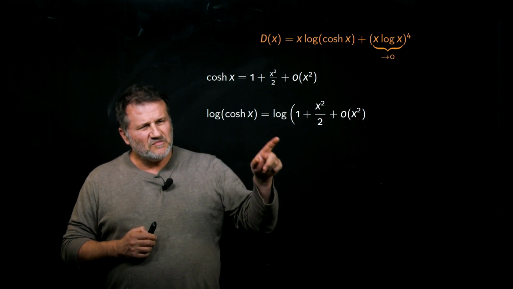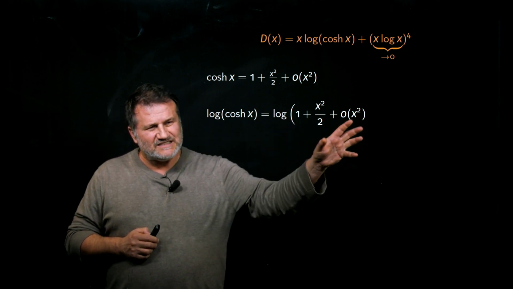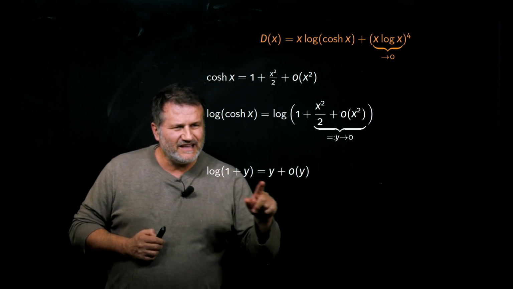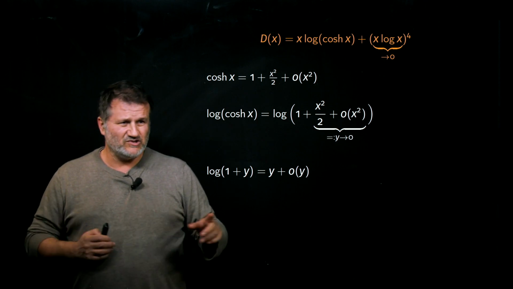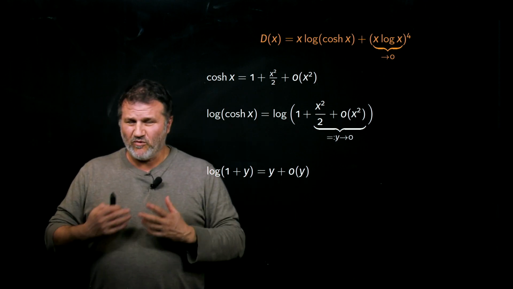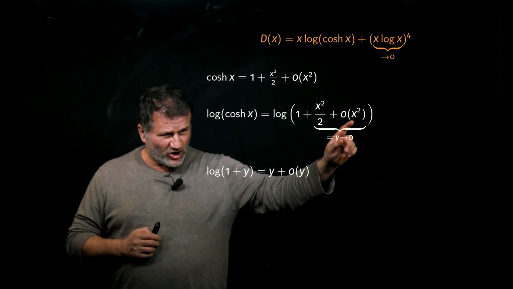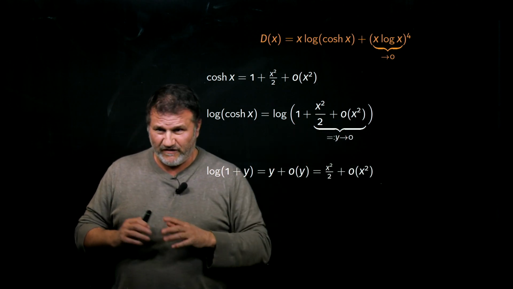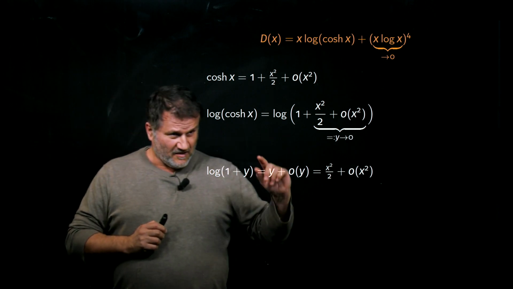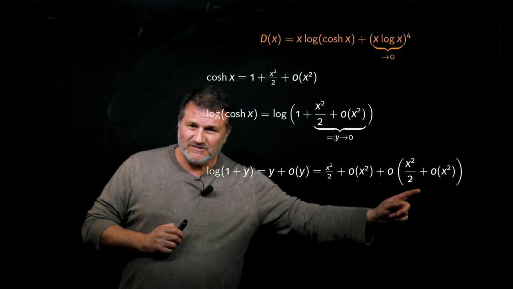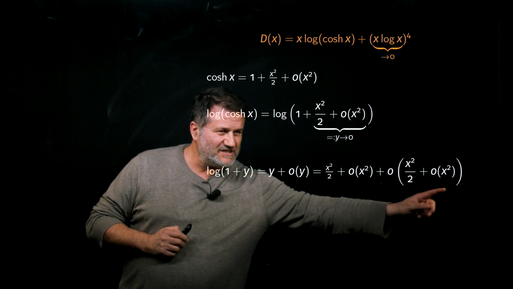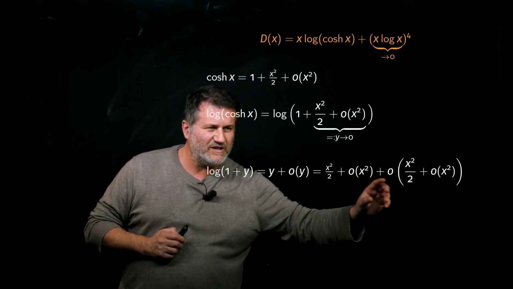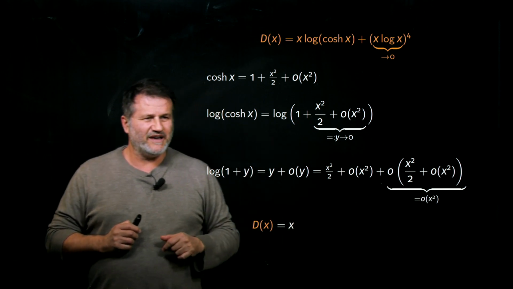Here we recognize that log is log of 1 plus something that goes to 0. So if we call this something y, and we remind that log of 1 plus y, when y goes to 0, is y plus little o of y, we can say that this log here becomes x squared over 2 plus little o of x squared, which is our y, plus a little o of that y. Now, this quantity here is x squared plus a correction of x squared, so that little o will be still a little o of x squared.